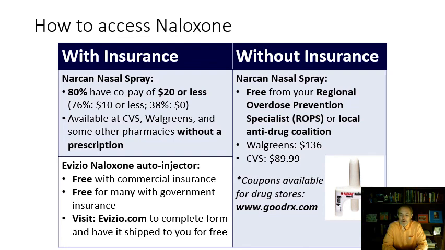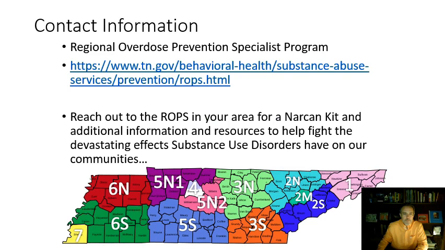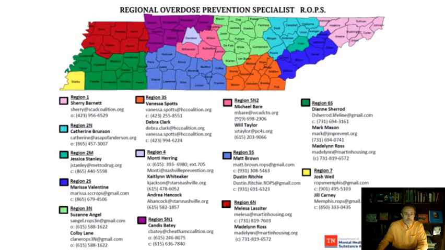Contact information for your regional overdose prevention specialist. The link is here. It's really easy. Just Google TNROPS and it'll be the first thing that pops up in your search bar. Here's another map or listing of your regional overdose prevention specialists. Here's additional references and resources.